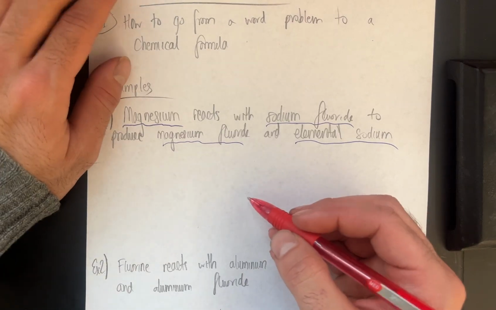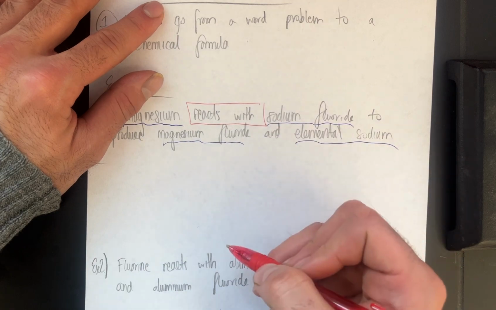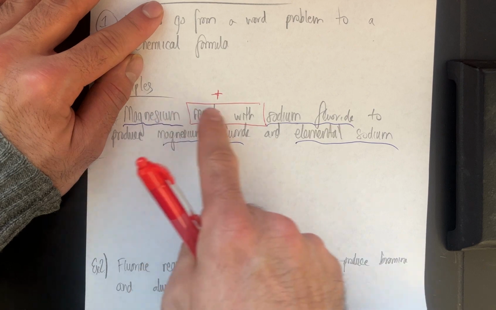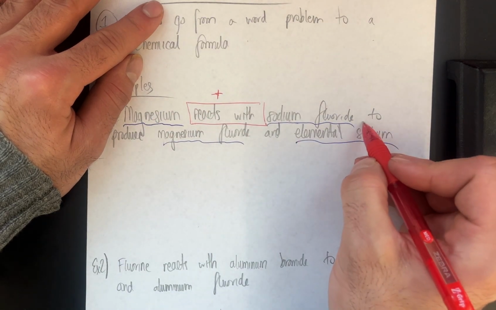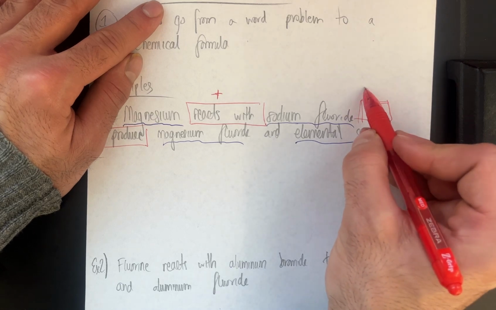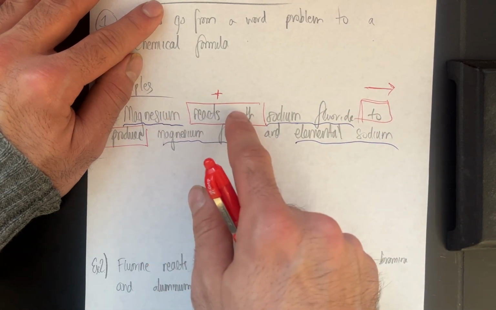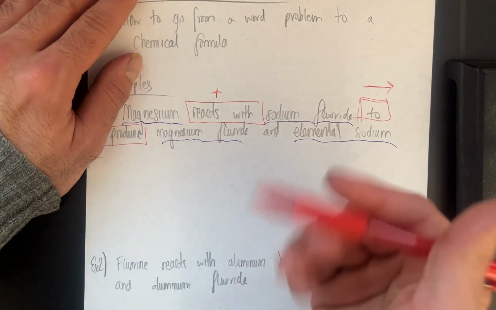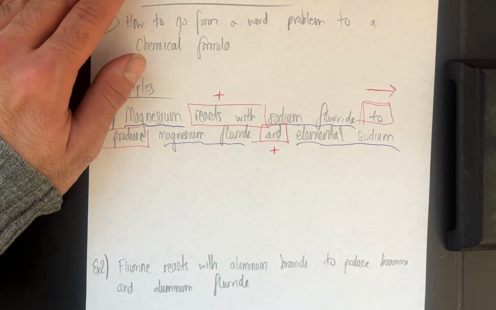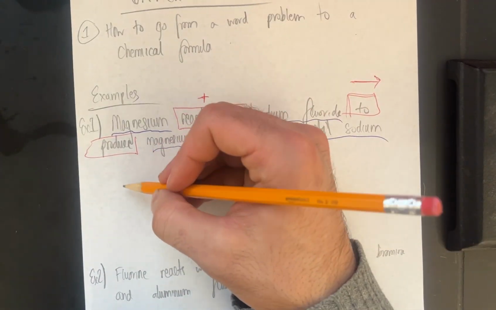Now, let's try to figure out what the rest of this junk is. Here it says reacts with, so I'm going to box that. And reacts with, what that means, whenever you see reacts with, think of a plus. So magnesium plus sodium fluoride. Now, to produce is one thing, and that means arrow. So magnesium plus sodium fluoride arrows to, it yields, it produces magnesium fluoride, and is always going to be a plus as well. And so we can turn this jumbled mess into a word formula.